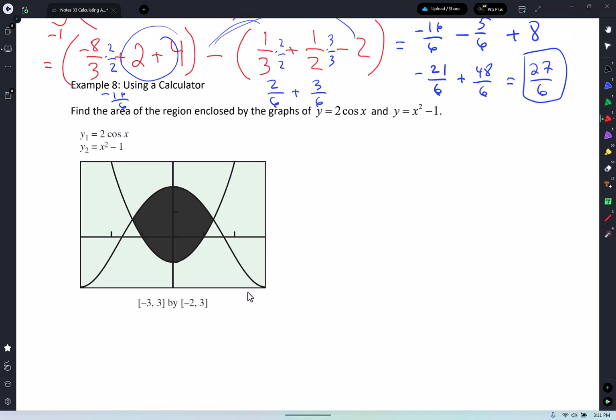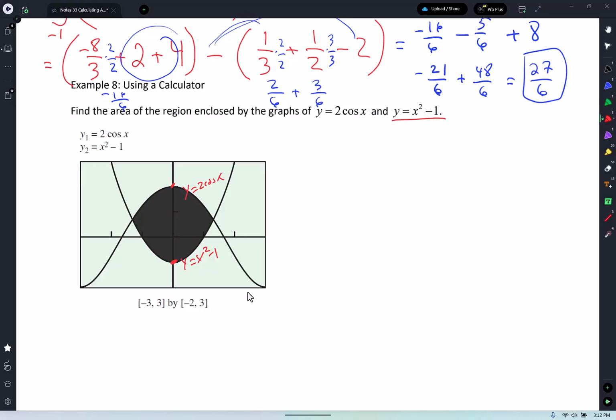Find the area of the region enclosed by the graph of y equals 2 cosine x and y equals x squared minus 1. Can you tell which graph is what? X squared minus 1 is the bottom one. Look, if you plug a 0, you get 2 for cosine, which is this up here. So this top one is y equals 2 cosine x. And this bottom one is y equals x squared minus 1.